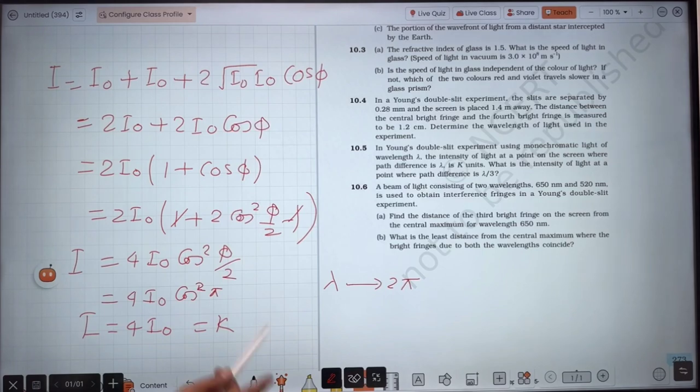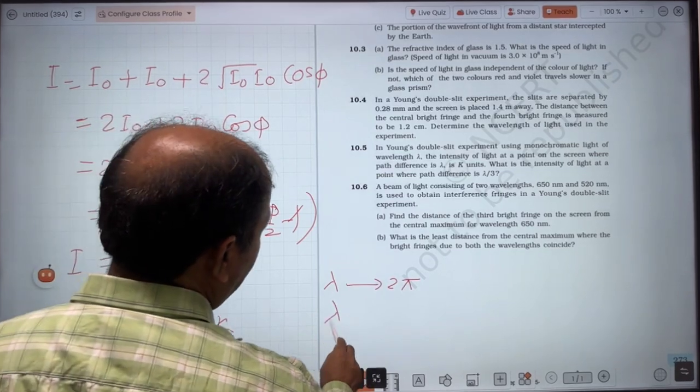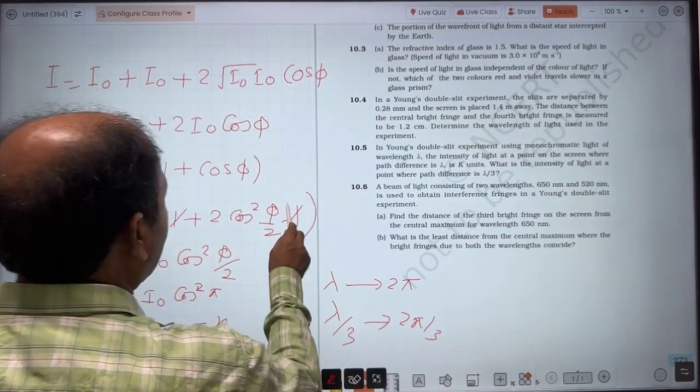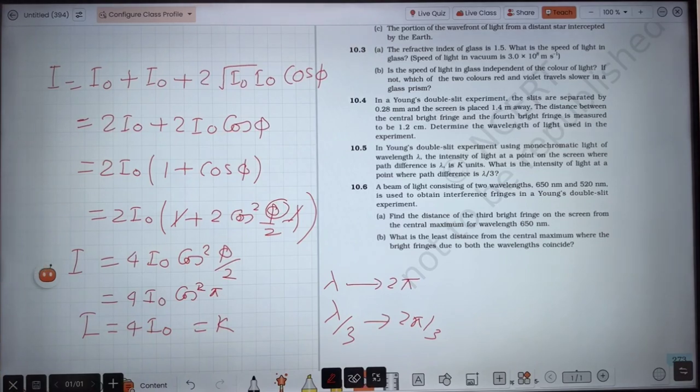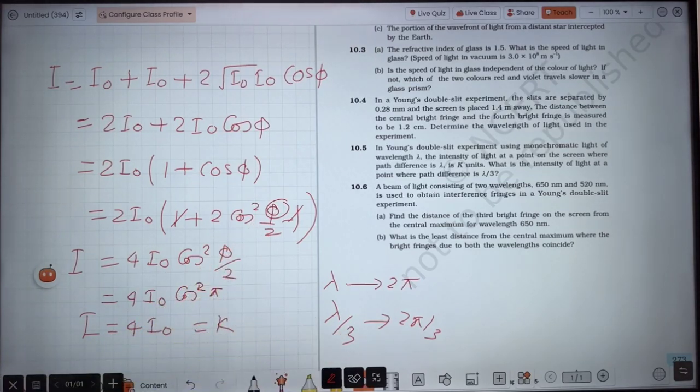Now when it becomes lambda by 3, lambda by 3 means what? Here if we make it lambda by 3, then this will become 2 pi by 3. So in place of phi, we write 2 pi by 3. So phi by 2 will become pi by 3. Pi by 3 means 60 degree.